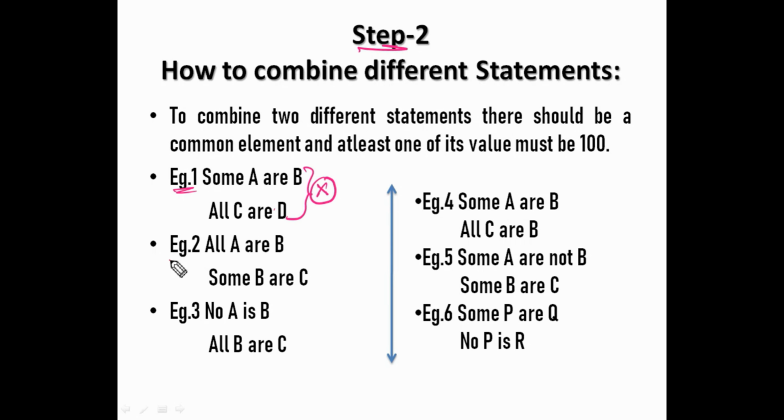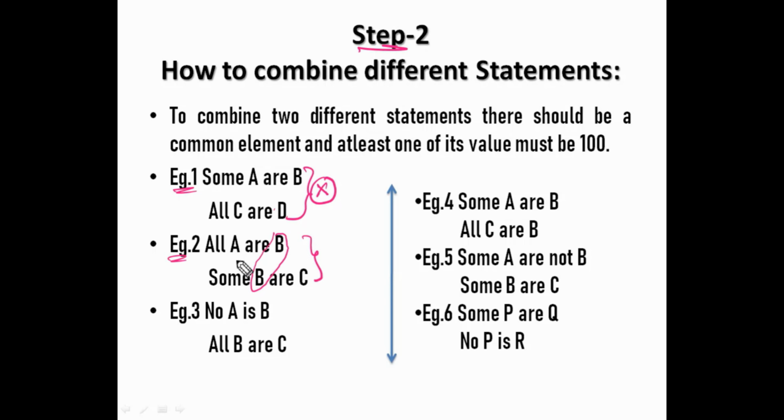Yeah. See the second example. All A's are B's and some B's are C's. Is there any common element? Yes, there is a common element. Can you combine these two? Yes, we can combine. Keeping in mind Venn diagram, we can combine these two, but that is not sufficient in case of 150 method.